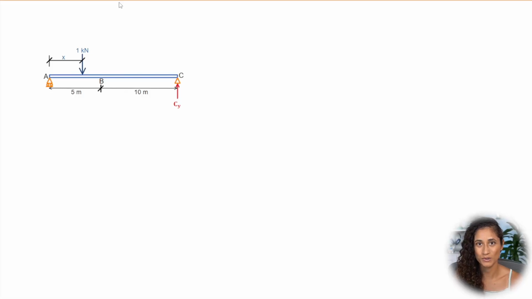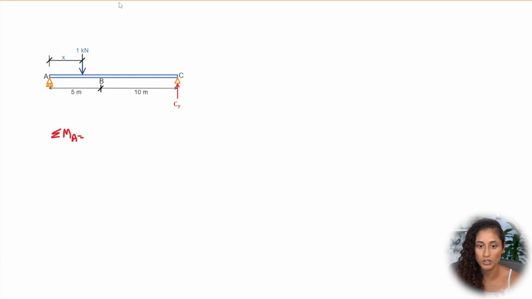So to find the influence line, the first thing we're going to do here is find the reaction CY with respect to position. And to do that, we're going to use the moment, right? We're going to set up the moment equation and we're going to take the moment at A and equal it to 0. So let's do that.